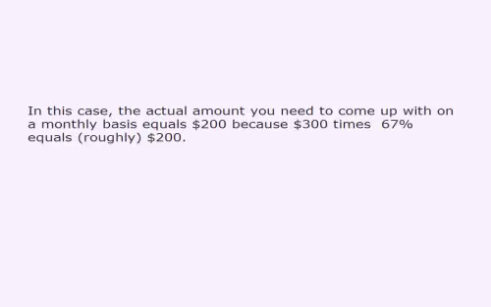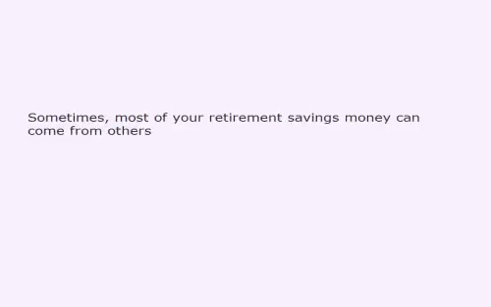In this case, the actual amount you need to come up with on a monthly basis equals $200 because $300 times 67% equals, roughly, $200. Sometimes, most of your retirement savings money can come from others.